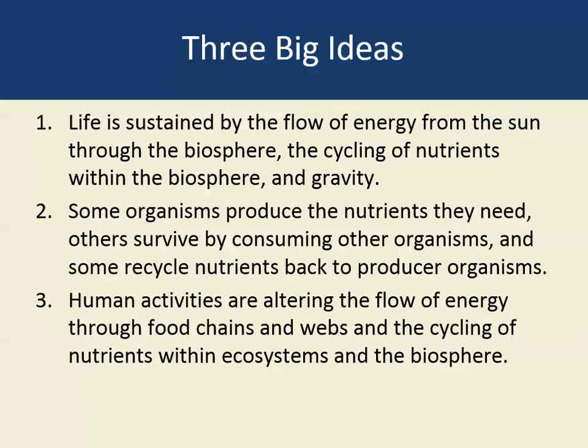So, 3 big ideas from this chapter, because I skipped over the biogeochemical cycles since we've already done those. Number 1, flow of energy from the sun through the biosphere, cycling of nutrients, and gravity is basically what sustains life on the planet. Number 2, you've got producers, consumers, and decomposers and detritivores in an ecosystem to be able to either produce or consume other organisms to get the nutrients they need. Number 3, human activities are altering the flow of energy through food chains and webs, and the cycling of nutrients within ecosystems in the biosphere. Those human activities are taking away from the net primary productivity of each one of those ecosystems. Those are the 3 main ideas of this chapter.